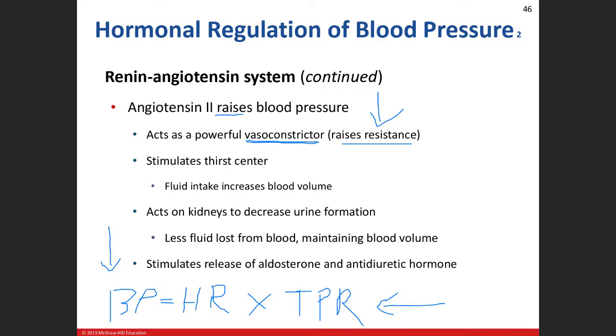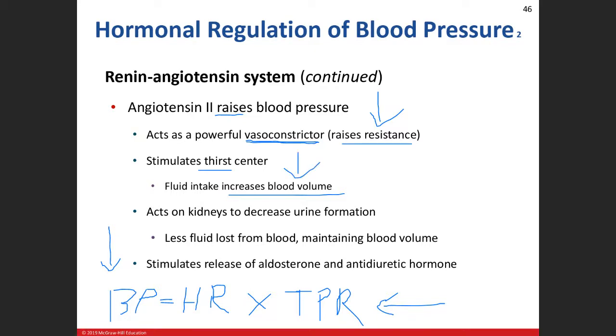Okay, so what else does it do? Whoa, it stimulates the thirst center. Well, what the heck does that do? Who cares? That's going to increase our blood volume. Remember the three things that affect blood pressure: blood volume, cardiac output, and peripheral resistance. Keep those three things in mind. That's what I started off today's lecture with. You increase any of those three, you're going to increase your blood pressure. So now we've increased the resistance, we've increased the blood volume.